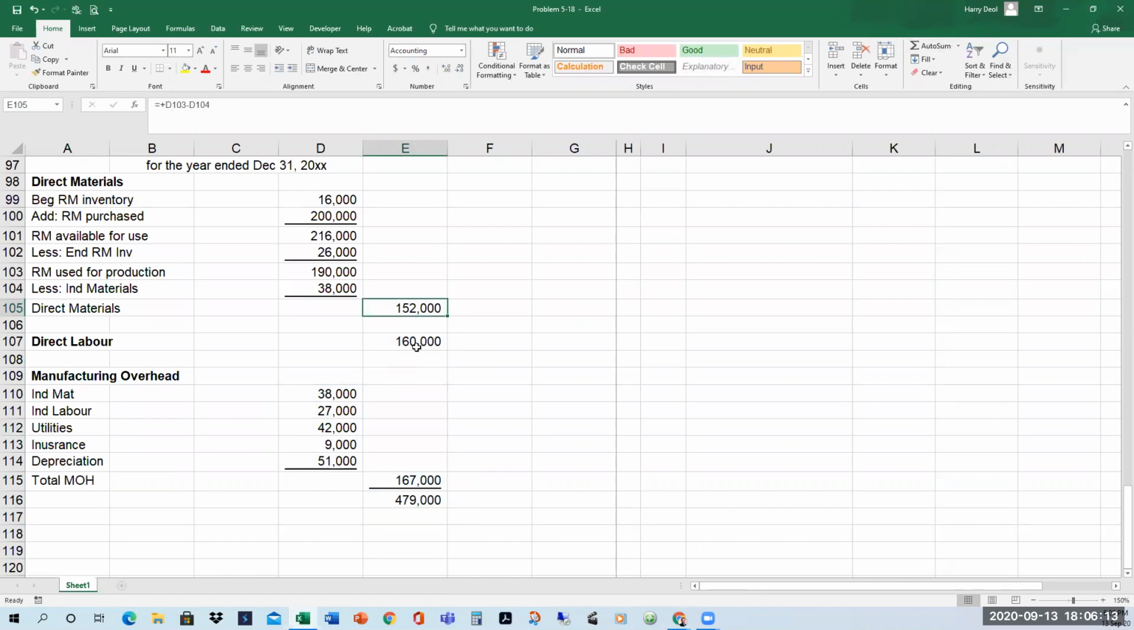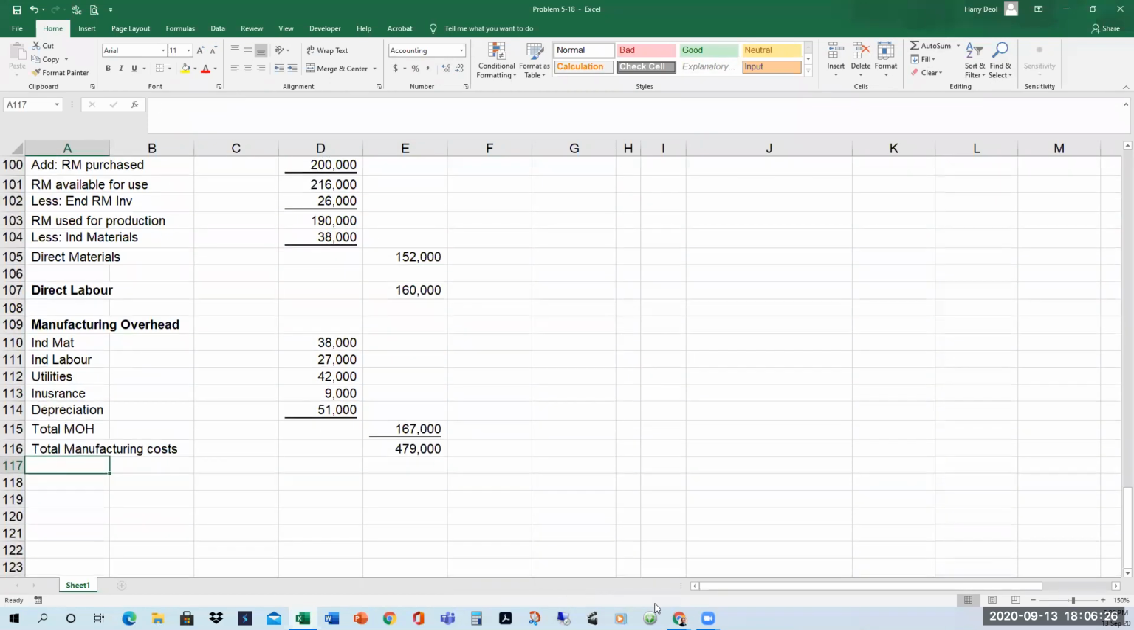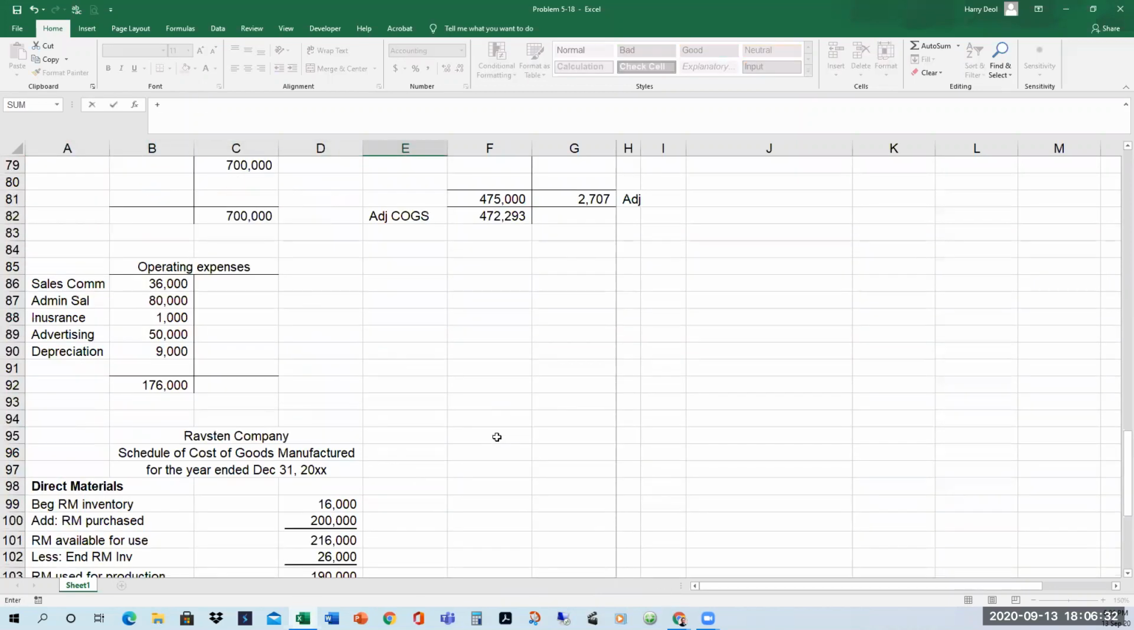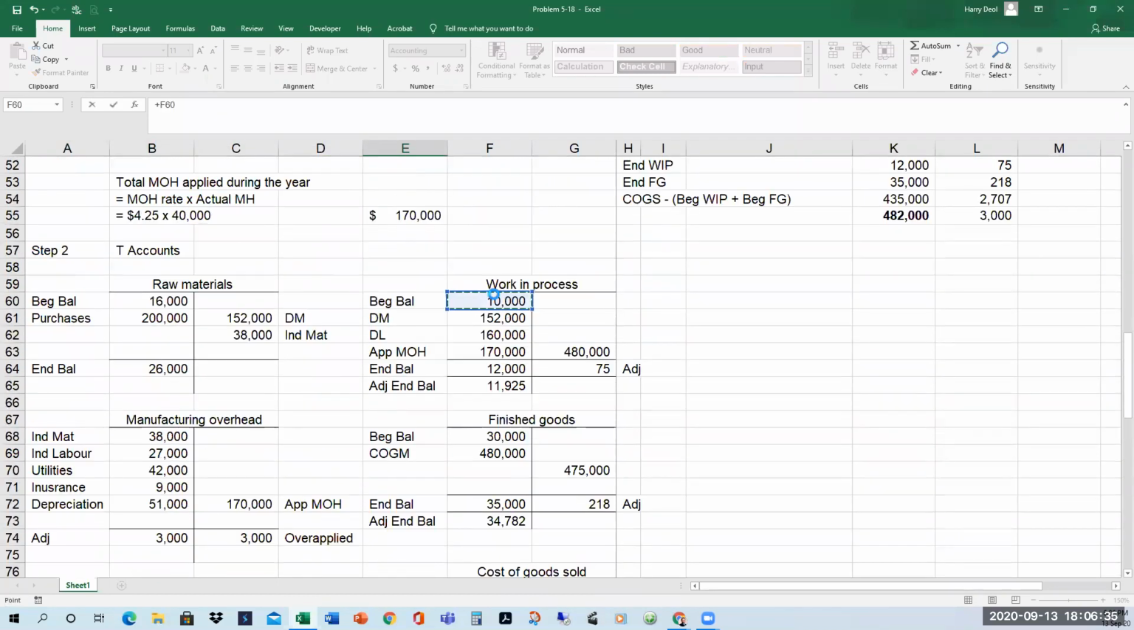Add together the direct materials, direct labor, and the total manufacturing overhead. We get total manufacturing costs, 479,000. To this, you want to add the beginning work in process. The beginning work in process was 10,000.